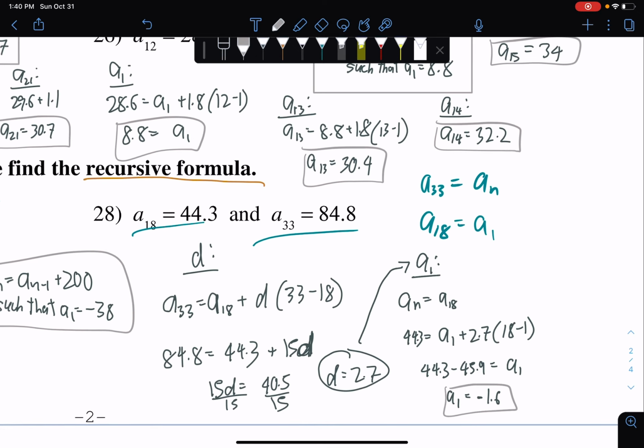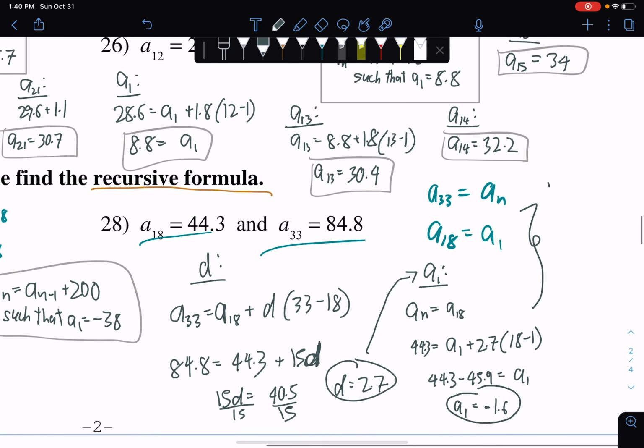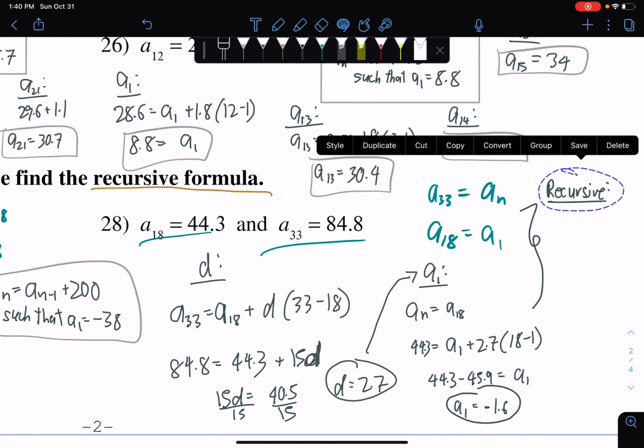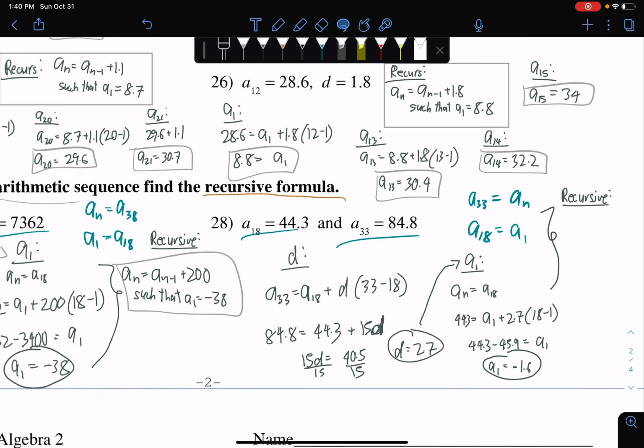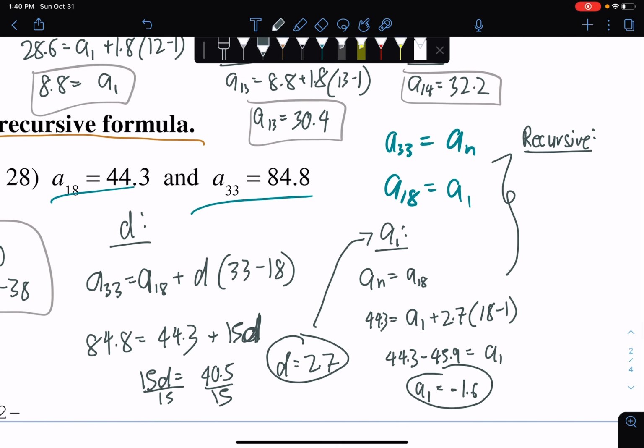There you go. Now let's assemble the recursive formula. Let's finish this once and for all. Oh yeah, I almost forgot to place a label for the other side. There you go. Recursive: a sub n is equal to a sub n minus 1 plus 2.7, such that a sub 1 is equal to negative 1.6.